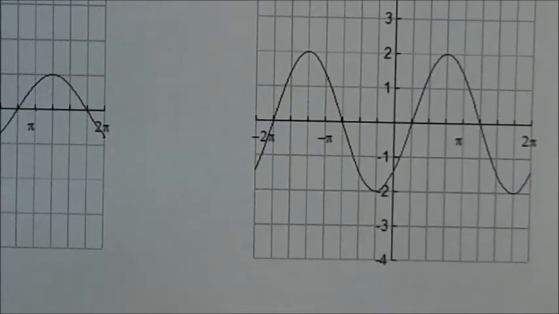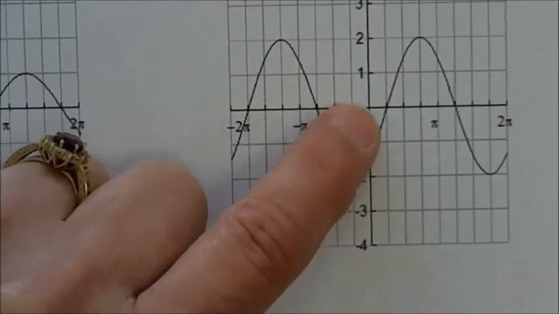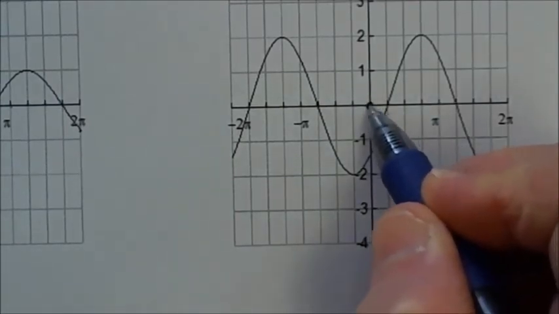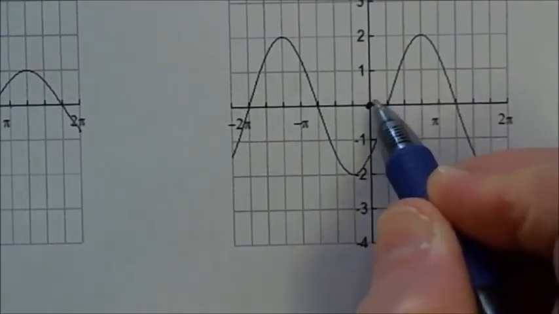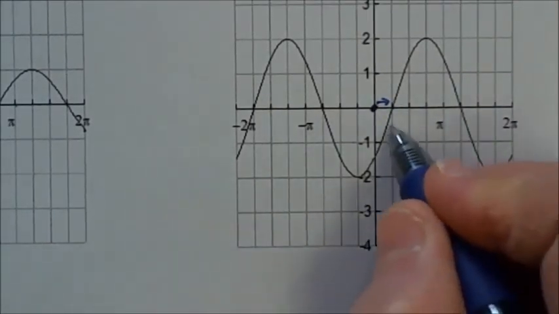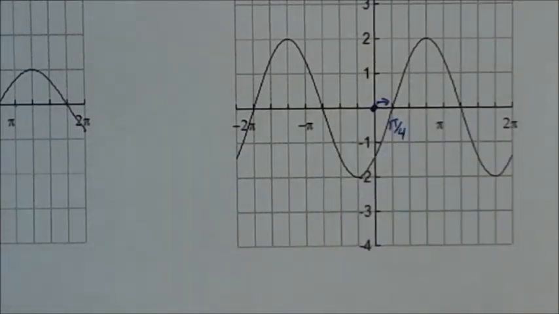Again, there's both shifts here. As a sine curve, instead of starting here at the origin, it's been shifted. And the amount there, again, is pi over 4. So it's been shifted to the right, pi over 4.